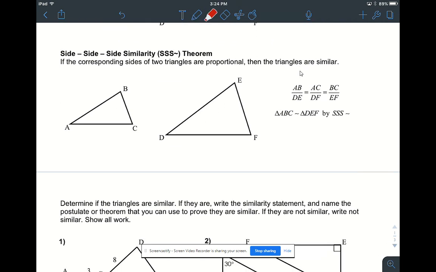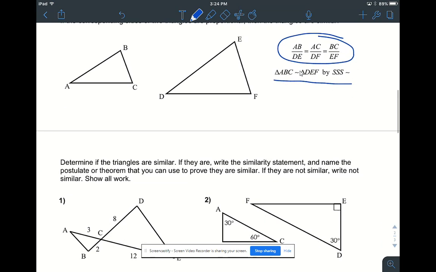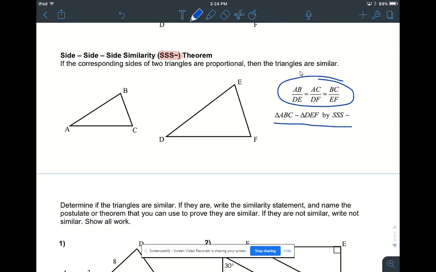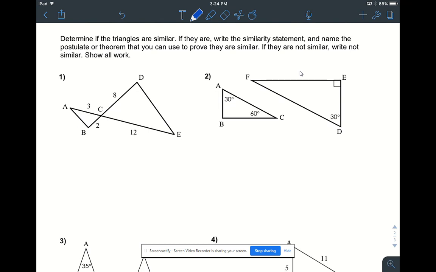All right, and the last one would be side side side similarity. So this one you need to prove that all three sides are proportional. So if you can prove all three sides are proportional, then you can state your similarity statement of the two triangles are similar by side side side similarity. All right, let's move on to examples.